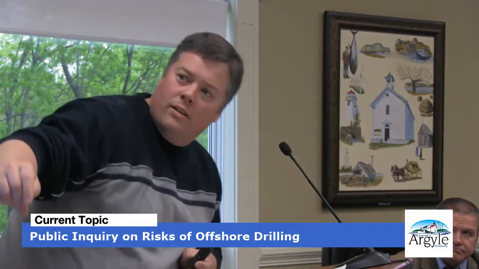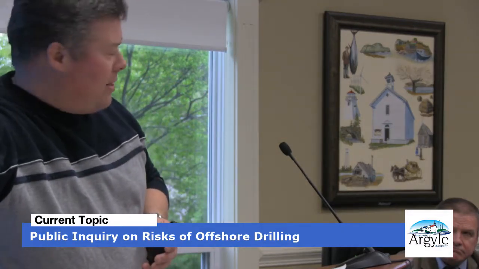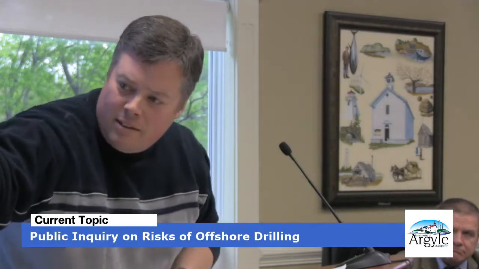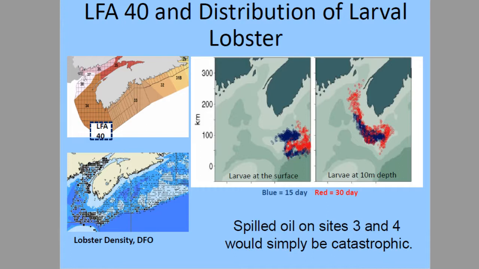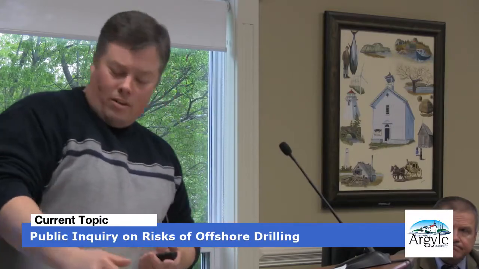And here's part of the reason why. If you look over here, these are all of our lobster fishing areas. Here's LFA 40, nursery zone. This is a quick DFO picture of lobster population densities off Nova Scotia. But this here, lobster larvae: 15-day-old lobster larvae are blue, 30-day-old lobster larvae are red. That's at the surface, and that's at a 10-meter depth. If you have an oil spill on the surface of the ocean, and then you disperse it, you're going to make dispersant-laced oil contaminate all of your lobster larvae, not even talking about your fully developed lobsters that might be on the ground. What is a nursery?